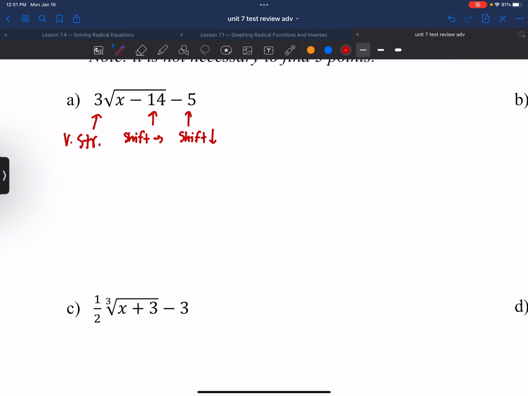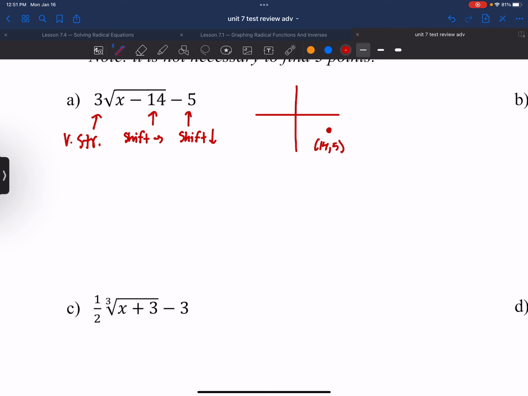So if I were to sketch just a quick picture of this graph, it might look like this. I'm going to create a little coordinate grid here. And it's shifted right and shifted down. So I'm just going to eyeball that. It's pretty far right and not that far down. So let's call that point 14, 5.